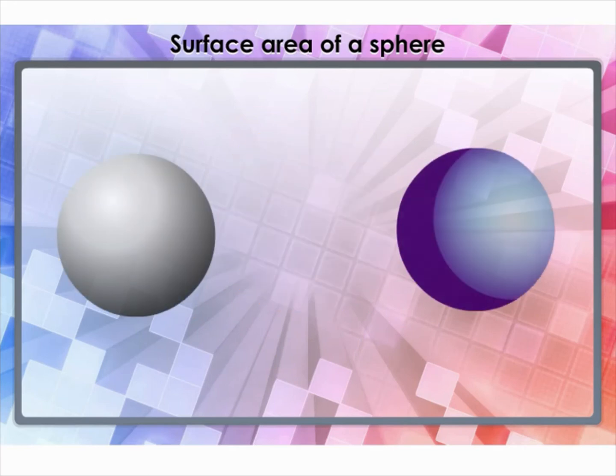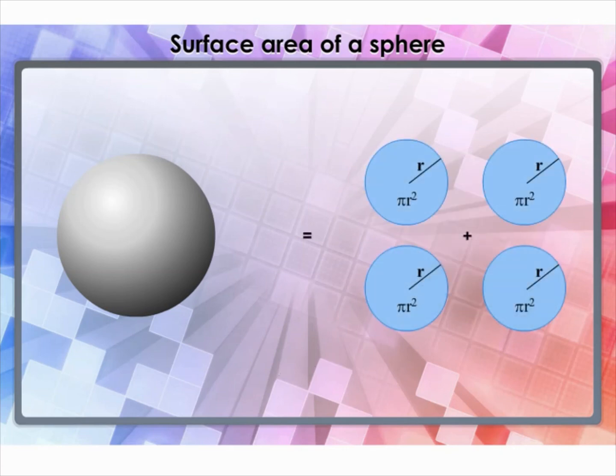Is there a way in which we can calculate the surface area of the sphere mathematically? Yes, we can find it by using the surface area formula. If we have the sphere radius r, we can calculate it by using the formula A is equal to 4 pi r square. You can observe that the surface area is equal to the sum of the areas of 4 circles having radius r.